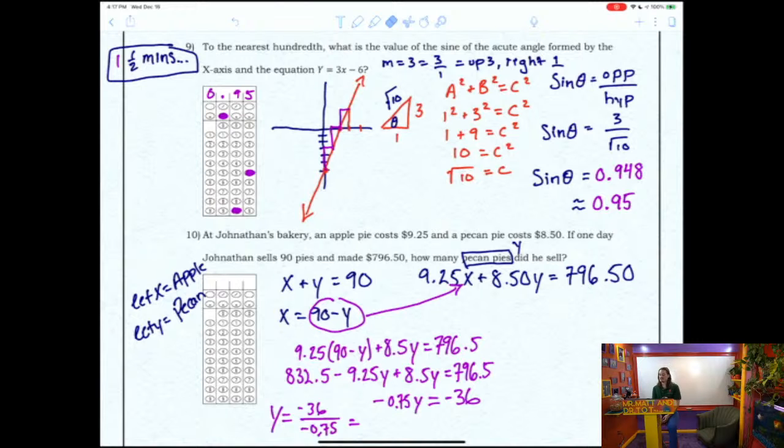So 9.25 times 90 is 832.5. 9.25 times negative y is going to be a negative 9.25y. Combining like terms, we're going to get negative 0.75y. And on the right, when we subtract away 832.5 on both sides, we're going to get a negative 36. So negative 0.75y is equal to negative 36. So y is equal to negative 36 divided by negative 0.75, which is going to give us 48.